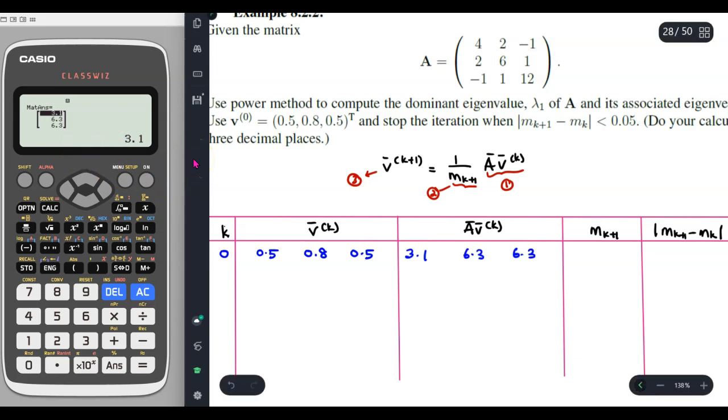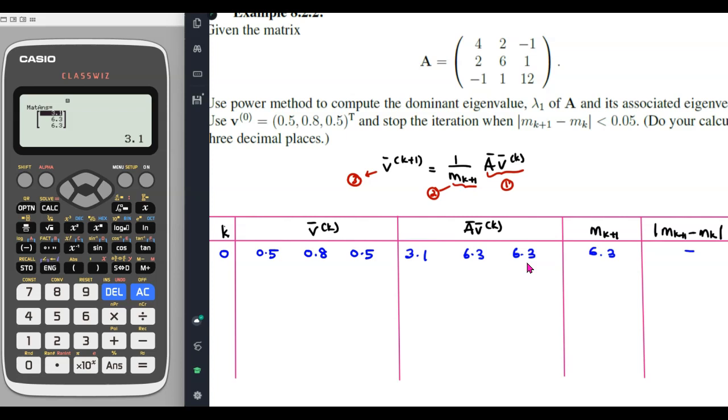Alright, so next, step number 2 here, is to identify mk plus 1. So mk plus 1 is determined by looking at the elements of A times V here. So you look at this column, which one is the largest in terms of absolute value. So you have 3.1, 6.3, 2 times here. So the largest here is 6.3. So right here, mk plus 1 is 6.3. Okay, and at the first iteration here, you don't have the difference between two consecutive m yet, so just put a dash.